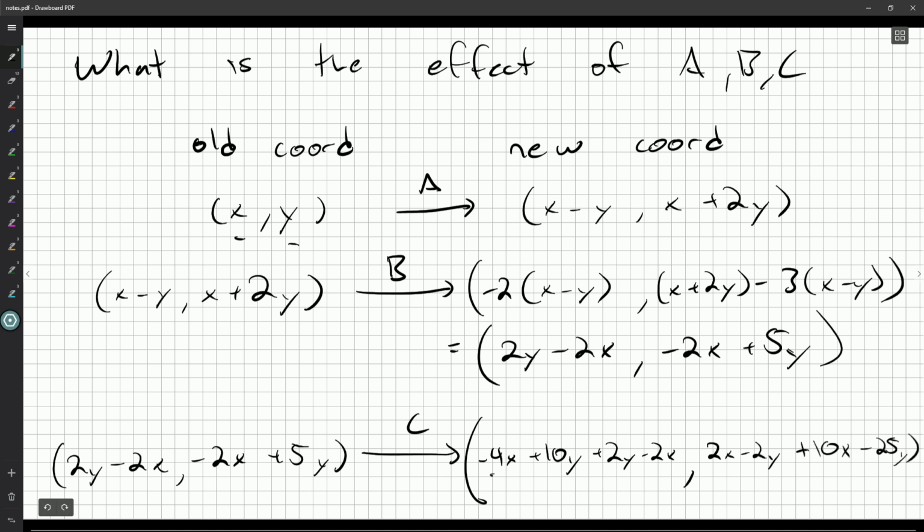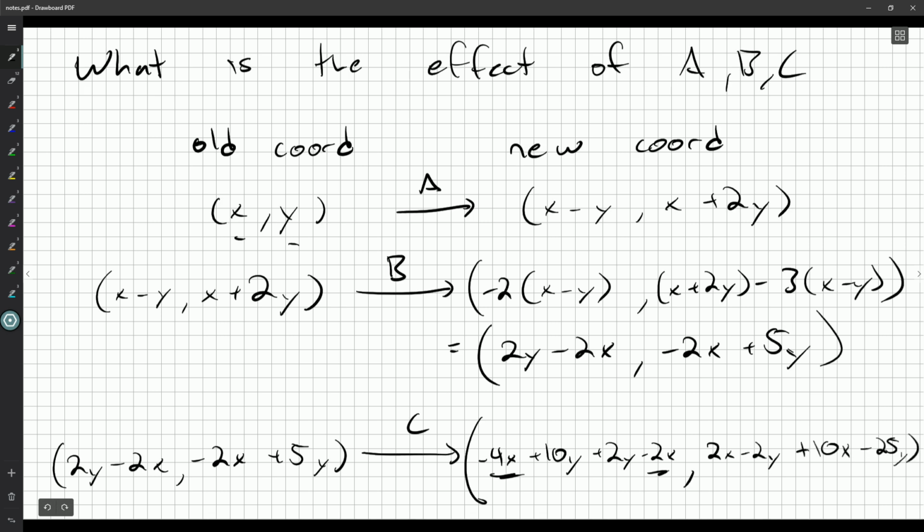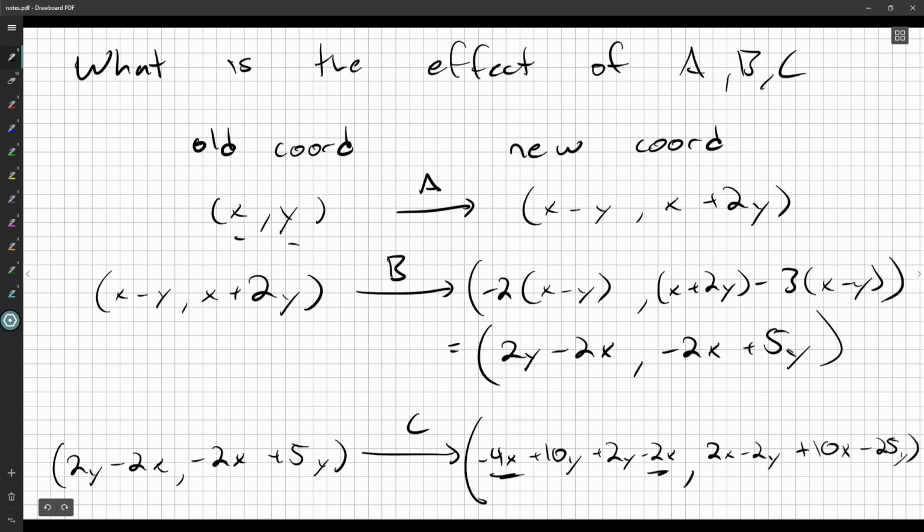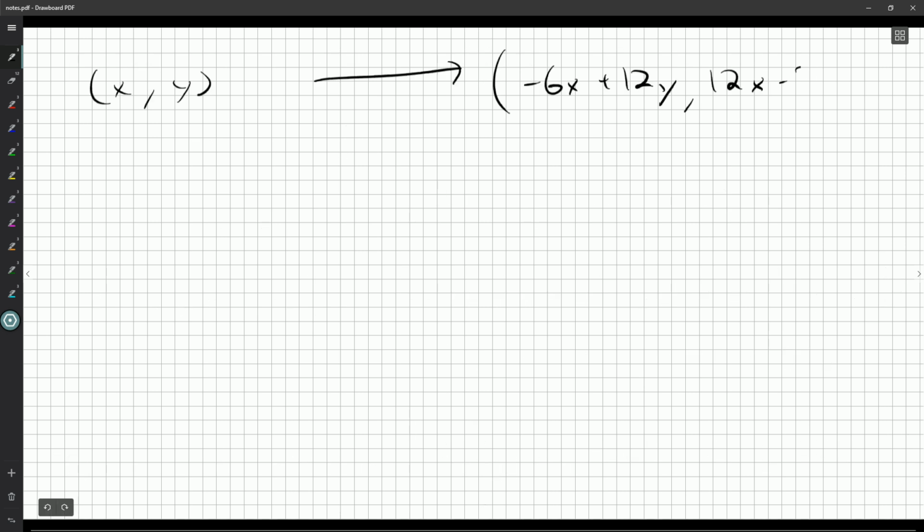So let's simplify this. Minus 4x and minus 2x, that'll be minus 6x. And I think it was plus 12y, I spied there by my little eye. Yep, 10y plus 2y. And then we've got 2x and 10x, so 12x here. Minus 2y minus 25y, that'll be minus 27y. So that's the overall effect of A, B, and C on a single point. So now we know what transformation we get when we do A, B, and C together.